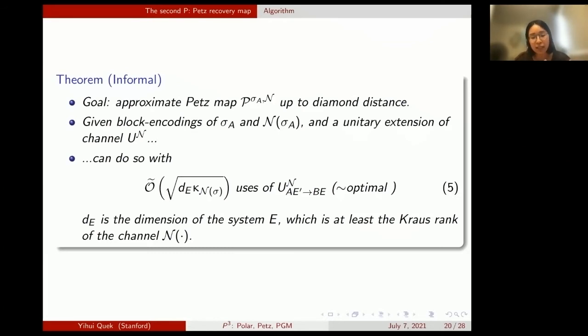So this dependence of the number of uses of the forward channel on square root of d_E times kappa_N sigma is almost optimal. We're actually quadratically away from optimal. I don't think I'm going to talk about this too much, but the argument to show that this is almost optimal actually comes from the Grover search lower bound. Basically, we construct a problem for which doing a search is equivalent to applying the Petz map. And then based on the lower bound for doing the search, we can conclude a lower bound for applying the Petz map.